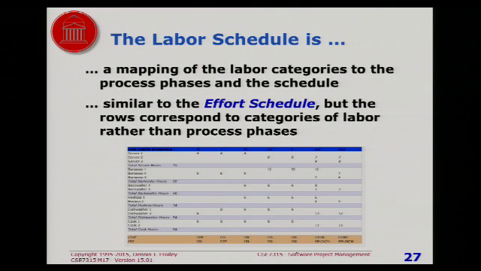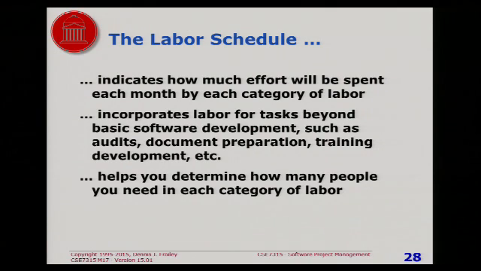Instead of the effort, it's broken up by labor categories instead of by steps of the process. It looks a lot like the effort schedule, but the rows correspond to different categories of labor. It indicates how much money will be spent each month by different types of people. How many testers, how many programmers, how many of this, that, and the other thing. So the idea here is when you're recruiting, you not only need to know how many people you need, but you need to know how many I need of each kind. So that's what the labor schedule helps you figure out.